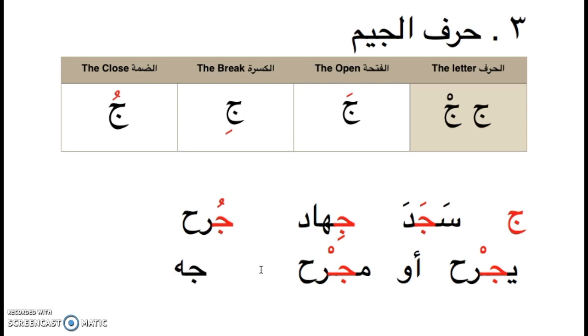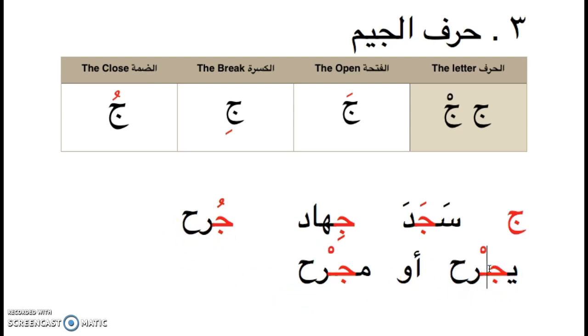So, juhd is effort. Jihad is to make an effort. So if you wake up at dawn, that's called jihad, because you're making an effort. Like you're not just surfing life. You're making an effort in life. That's jihad. From jahada. And we'll get to it in the grammar of things. So sajada, jihad, jurh.